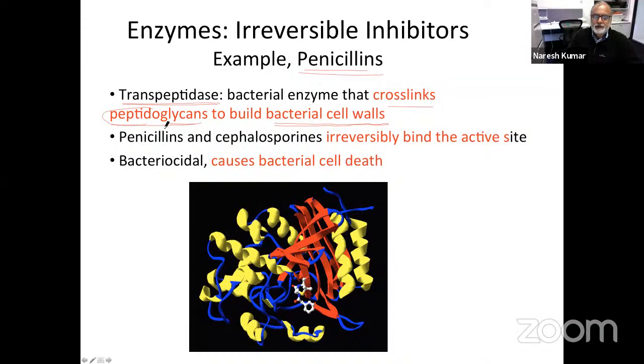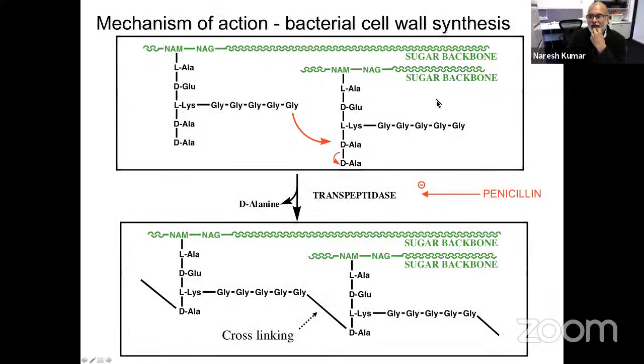And penicillin and all the other antibiotics, cephalosporin, which is based on penicillin, irreversibly bind to the active site of this bacterial enzyme. And it's bactericidal. Bactericidal means it kills bacteria. Cidal means kills. And it causes bacterial death. And that's an example of this transpeptidase enzyme. Let me show you what it means. What does this transpeptidase do? As I told you, this transpeptidase helps in building the cell wall.